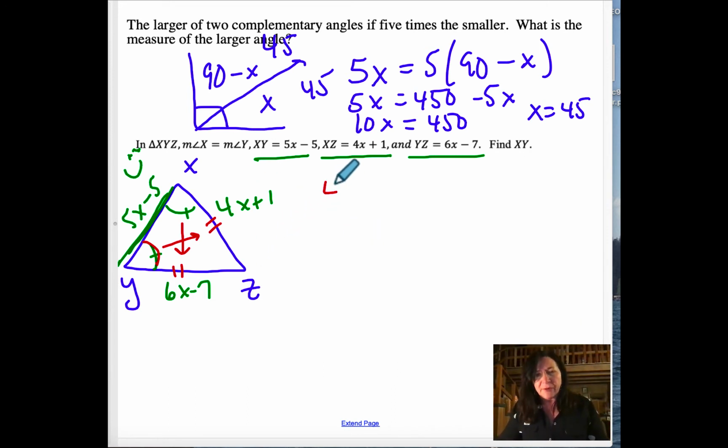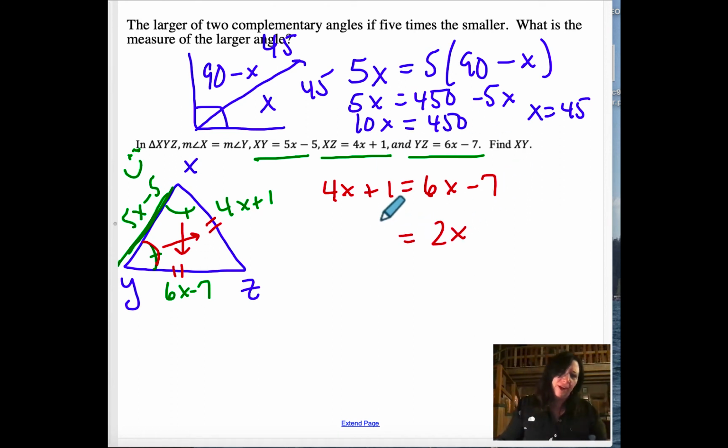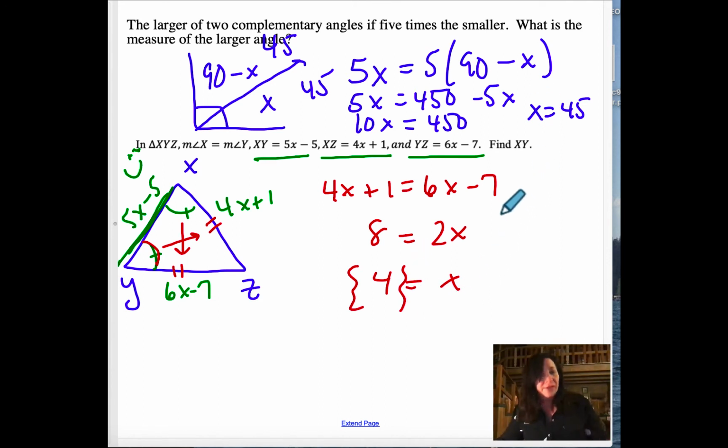So that means that 4x plus 1 is equal to 6x minus 7. So I'm going to subtract 4x, I get 2x. I'm going to add 7, I get 8. I get x is equal to 4. But that's not the answer. That's my solution, not my answer.